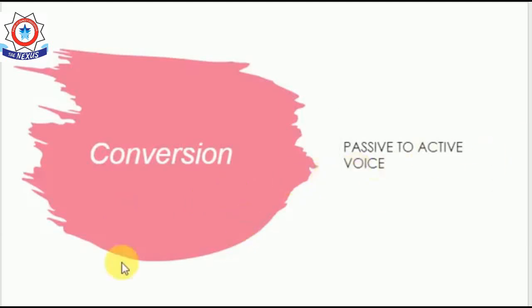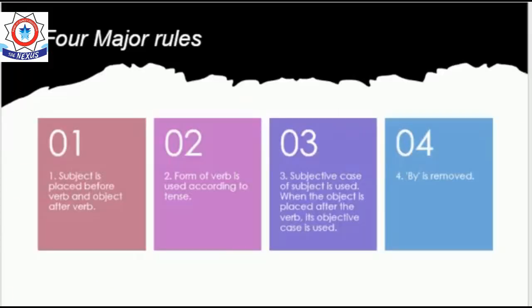Okay, now for the conversion, passive to active voice. These four major rules that we have learned previously. Subject is placed before the verb and object. Form of verb is used according to the tense. Subjective case of the subject is used when the object is placed after the verb. The objective case is used. By is removed.